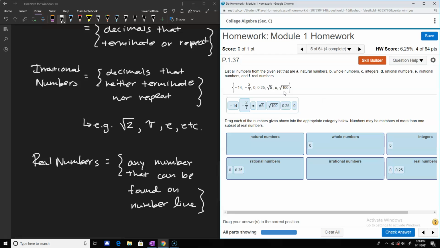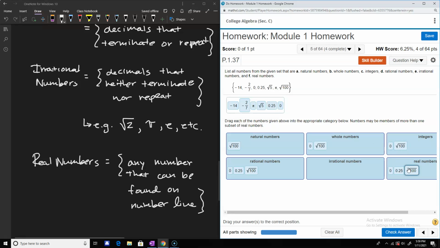Okay, how about the square root of 100? Well, the square root of 100 we know is just the number 10. So that's the better way to think about this. Where would 10 go? Well, 10 is a counting number, which also makes it a whole number, which also makes it an integer. 10 also has a decimal expansion that stops, and it will be a real number.